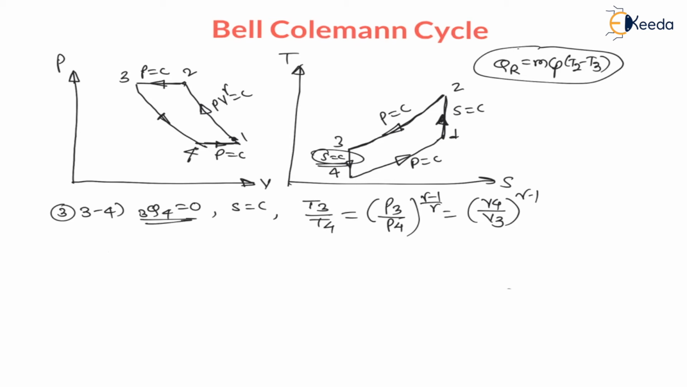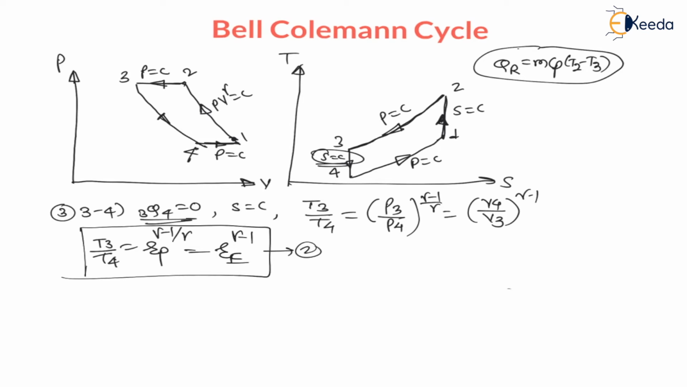Now, my dear students, again we can write T3 divided by T4 is equal to, now this P3 is nothing but P2, which is the maximum pressure, and P4 is equal to P1, which is the minimum pressure. Therefore, maximum pressure divided by minimum pressure is called the pressure ratio RP, raised to gamma minus 1 upon gamma, is equal to V4 divided by V3, the volume ratio for the expansion process, which is called the expansion ratio, RE, raised to gamma minus 1. This is your other expression, that is equation number 2.